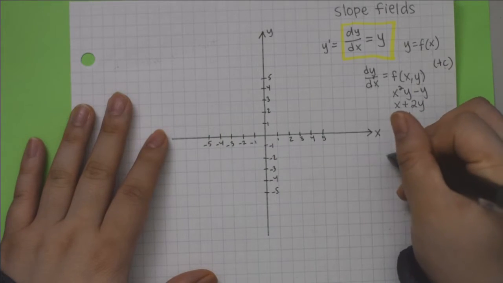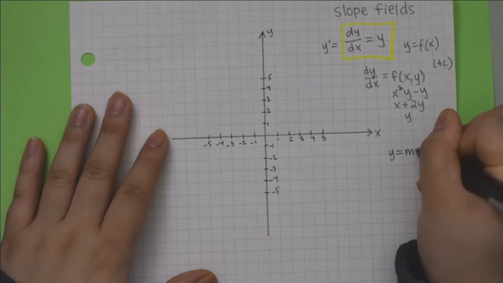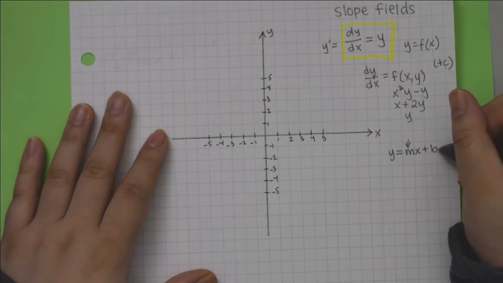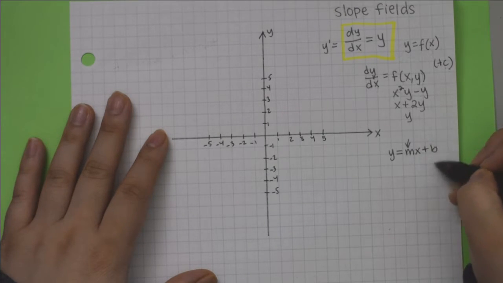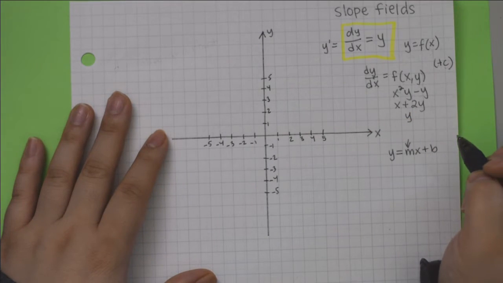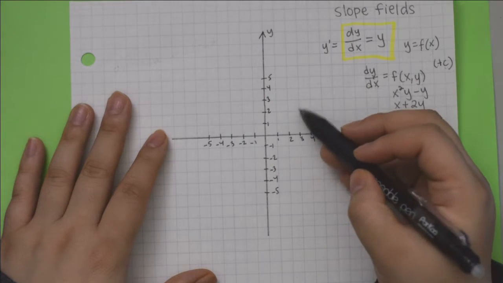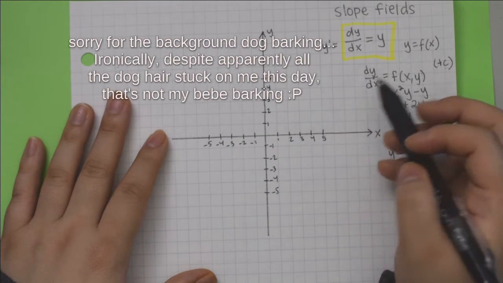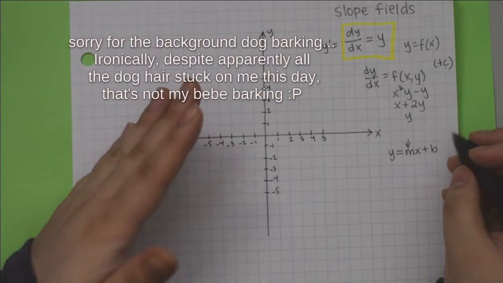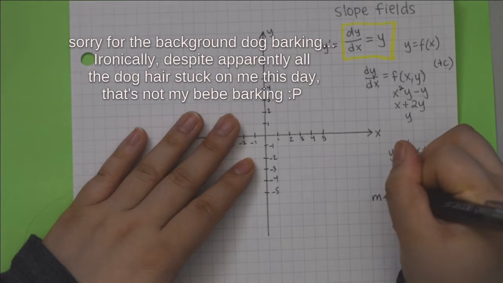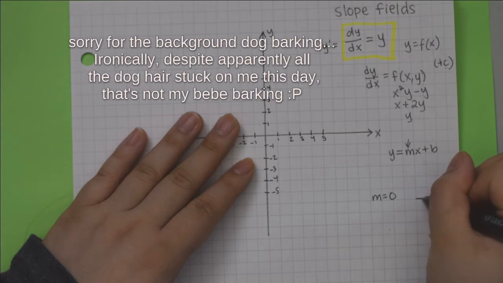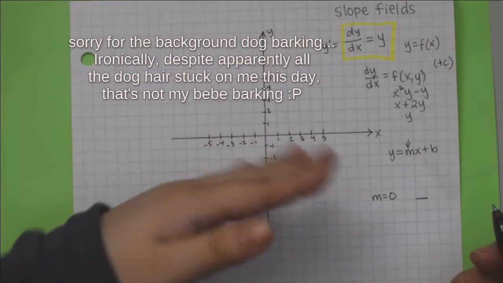So the general form of a line is y equals mx plus b, where m is the slope and b is the y-intercept. We're not going to worry too much about this b here because we're not trying to find the exact equations of our little slope lines here in our slope field. We're just going to focus on the steepness, okay? So if m equals 0, we have a horizontal line. Our line is just going to look like that, okay? So it's just going to be flat.